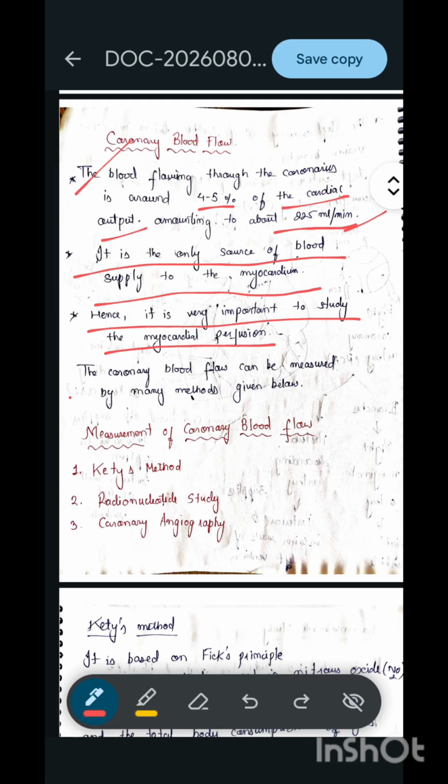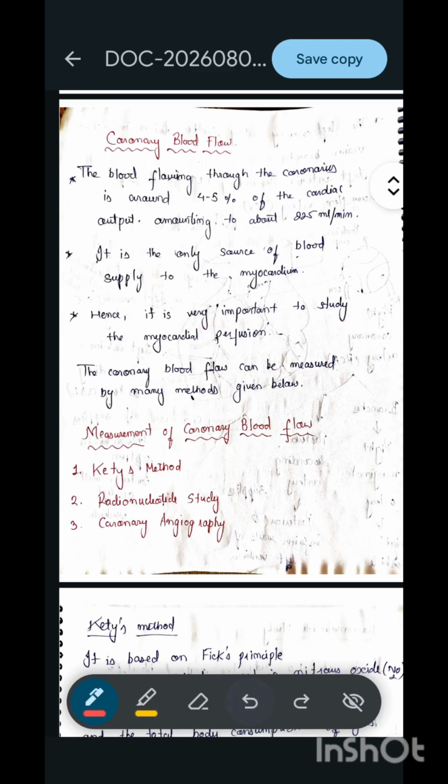So coronary blood flow is very important to study, and it can be measured by many methods. How can you estimate or measure the amount of blood flowing through the coronary arteries? We have certain methods: the Kety's method, the radionucleotide study, and of course coronary angiography. So let's come to the Kety's method.